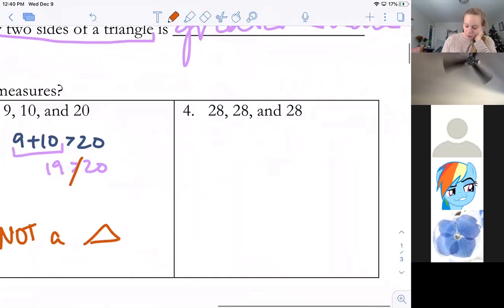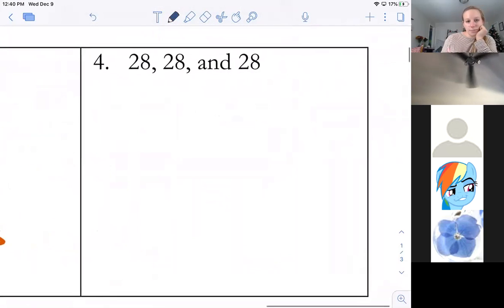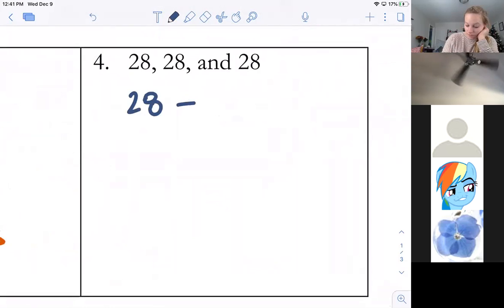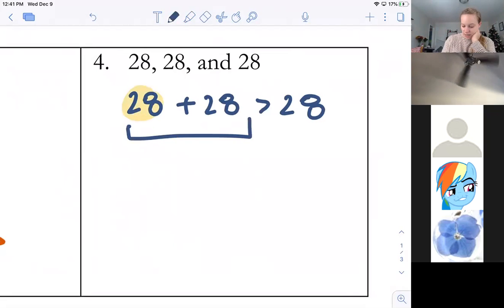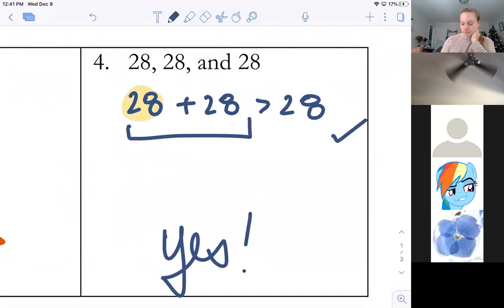All right, somebody new, help me on number 4. I can. Awesome, Gwenna. Well, this one I already knew that anything added to 28 is going to be more than 28. So I just wrote down 28 plus 28 is greater than 28. Perfect. And you knew without doing any math, if I add anything to just even one of these 28s, it should be bigger and it should be enough. That was a true statement. And so we're going to say, yes, this can be a triangle.